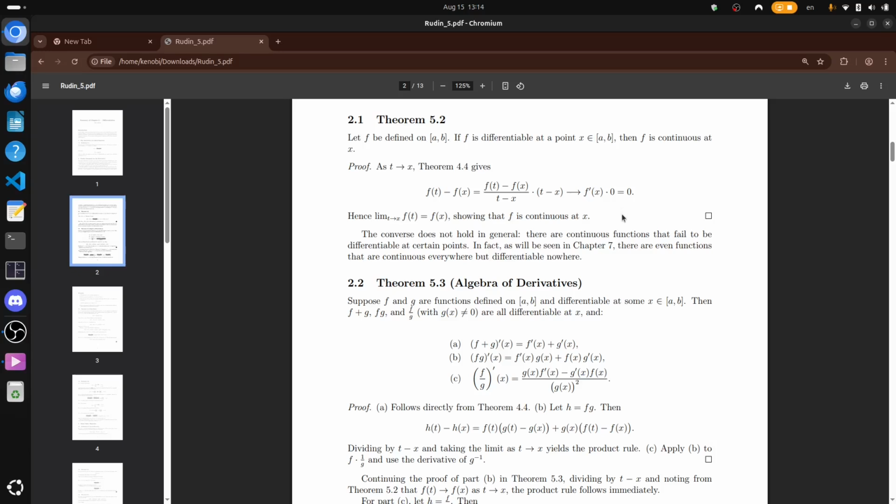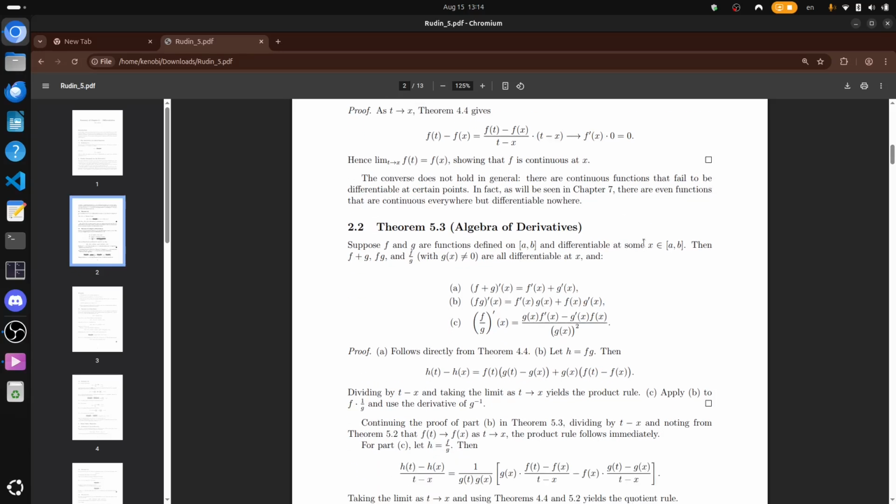Now, theorem 5.3. Suppose f and g are functions defined on [a, b] and differentiable at some x in [a, b], then f plus g, f times g, and f over g, with g of x not equal to 0, are all differentiable at x. And we have the following properties. (fg) prime is going to give you f prime g plus f g prime, and (f over g) prime is going to give you g f prime minus g prime f, over g squared.